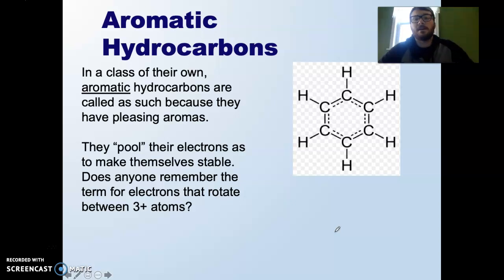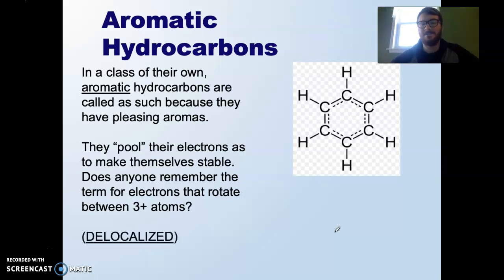There's some other things here, like aromatic hydrocarbons. Aromatic hydrocarbons are cyclic, so they are arranged in a circle, and they pool their electrons together, and of course, I ask here, does anyone remember the term for electrons that rotate between 3 or more atoms? I do. I hope you do. That term is delocalized. And so you have a delocalized electron in here, and the rest of these are single bonded.